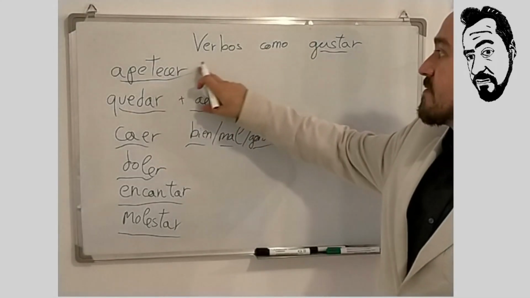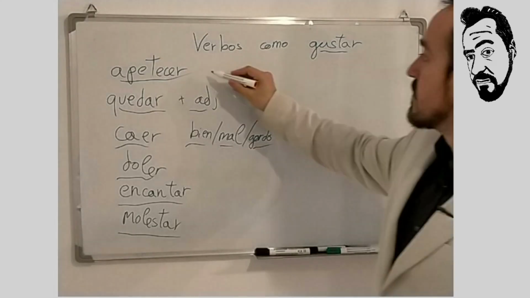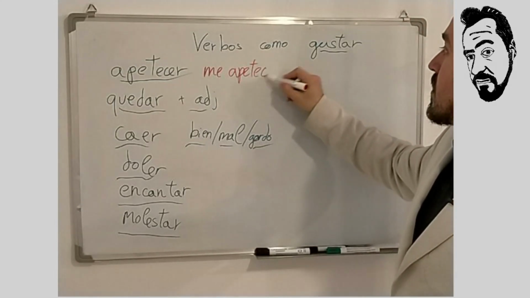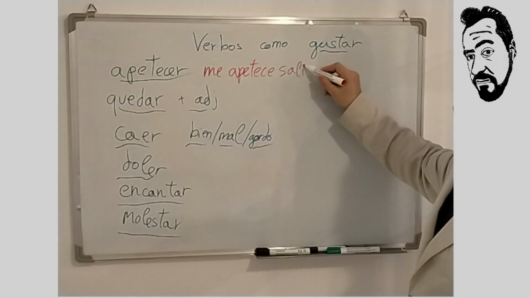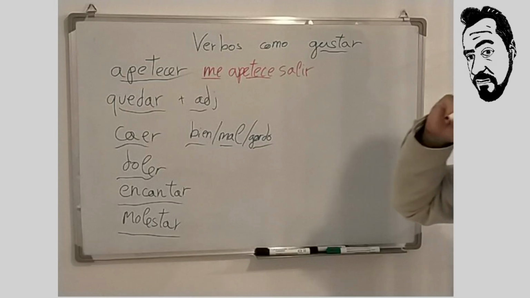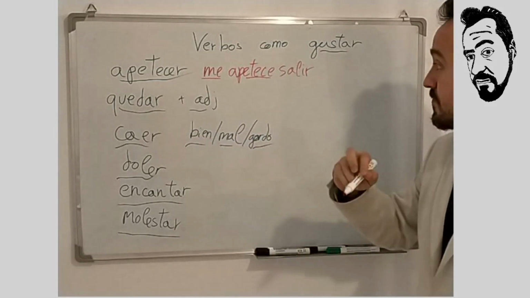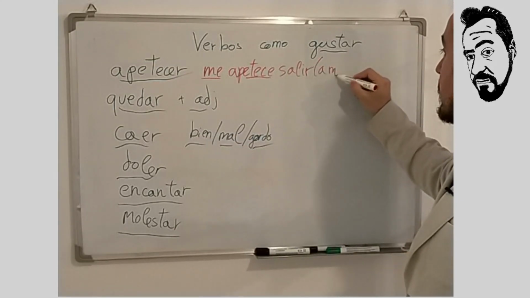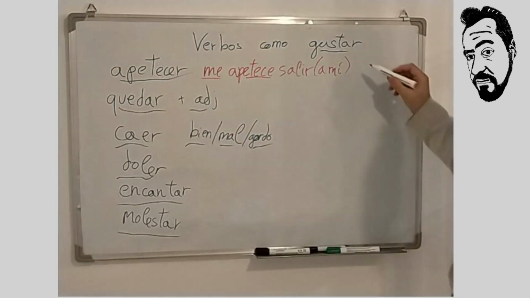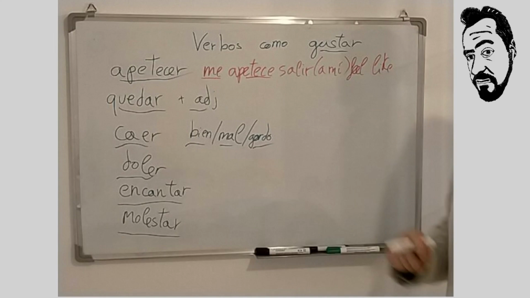So for example, we're going to use a phrase with this, using the same form as gustar. For example, me apetece salir. So notice we use the singular form of the verb. I don't use the O, okay? I use this pronoun. And I can add a mí, which is optional for emphasis. So this means to feel like. Okay, so I feel like going out.